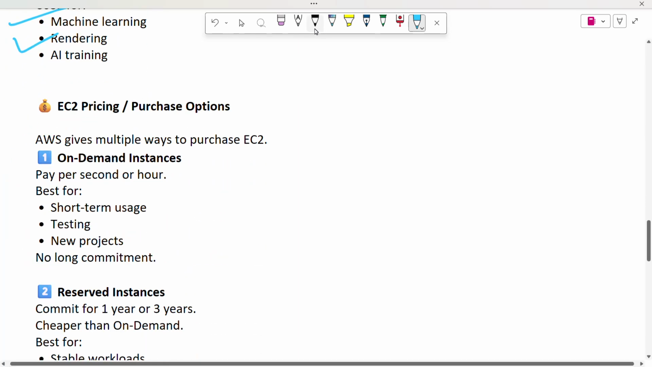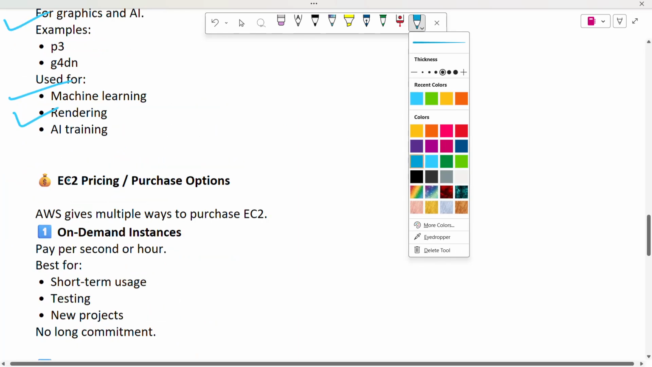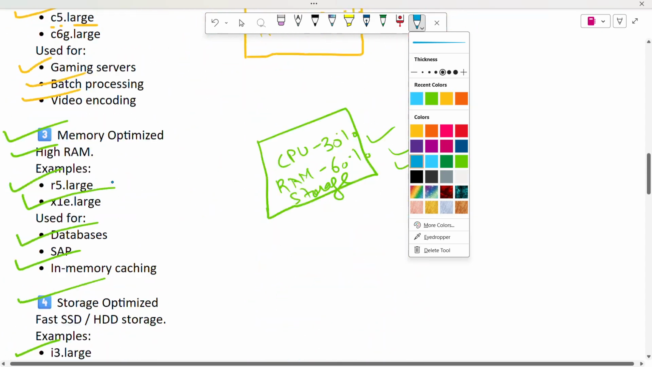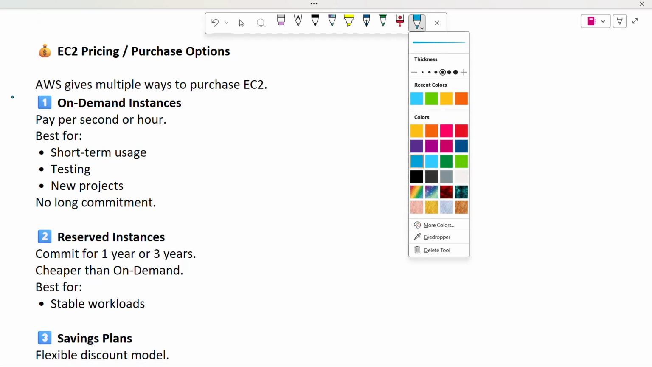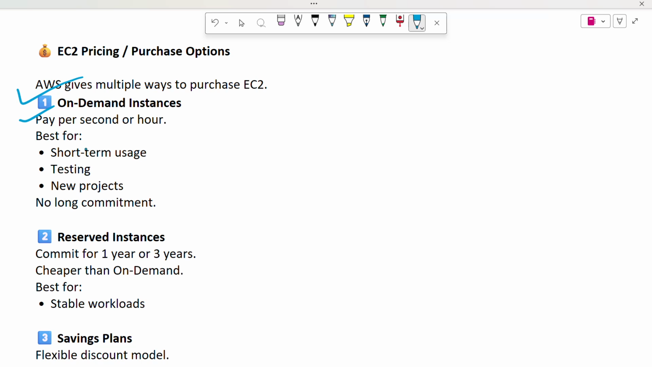Finally, we'll discuss the EC2 pricing options. So, how do you purchase an EC2 instance? First and foremost, it can be an on-demand instance. In an on-demand instance, you pay per second or hour, for whatever time you use that resource.